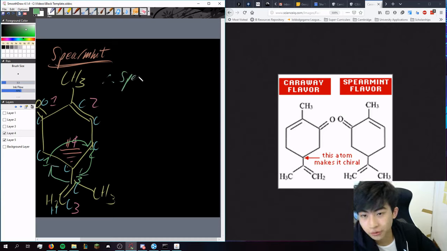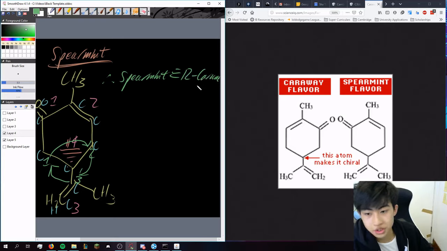This is now clockwise direction. Therefore, this is the same as our carvone. And we can apply this for all chiral molecules. So let's go on to our next example.